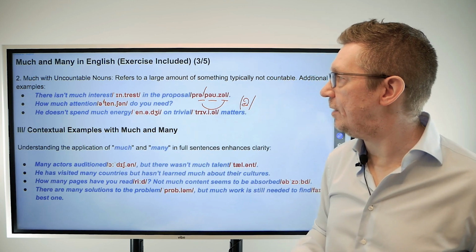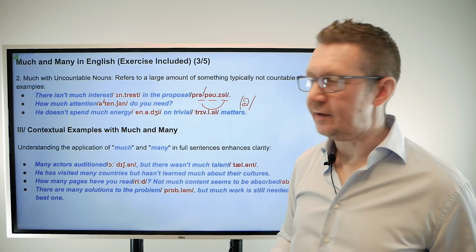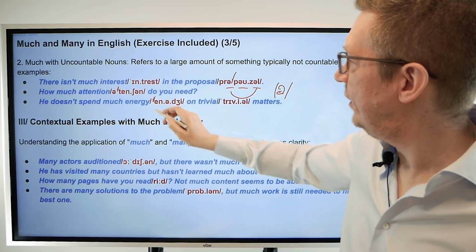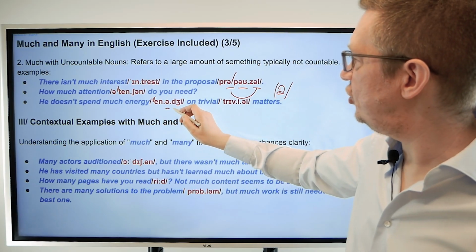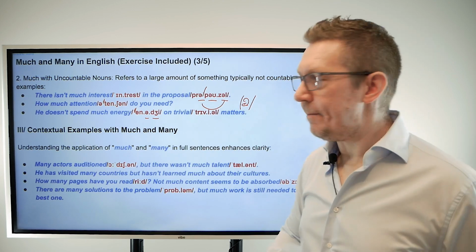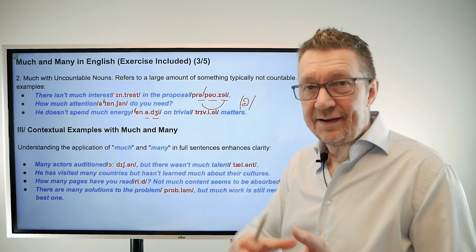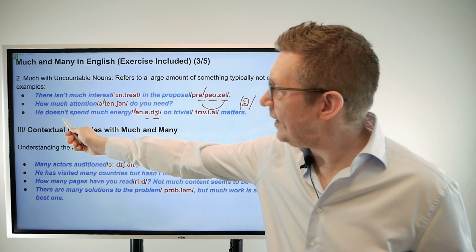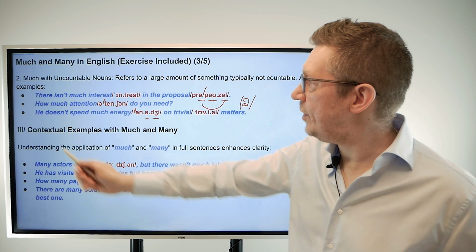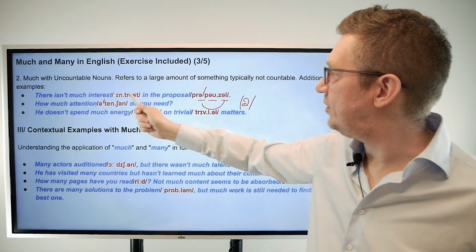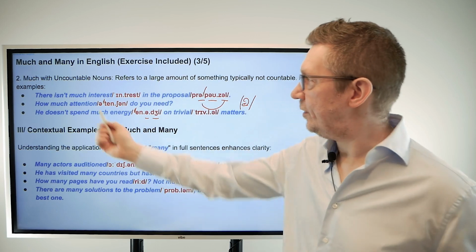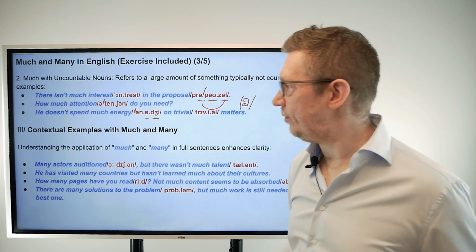He doesn't spend much energy on trivial matters. He doesn't spend much energy. This is an important word to get right. So, n, schwa again, g, energy. He doesn't spend much energy on trivial matters. Okay, much energy is again the amount of energy. In a negative form, actually, this amount is small. But if we put here, there is much interest in the proposal, without being negative, we're talking about a larger amount. So it's only a small amount because of the negative form.